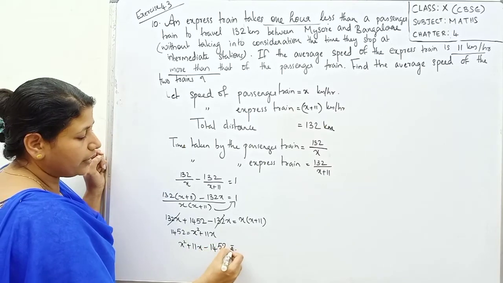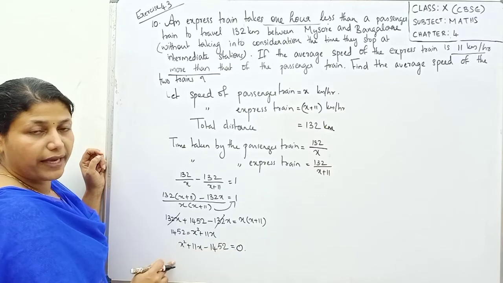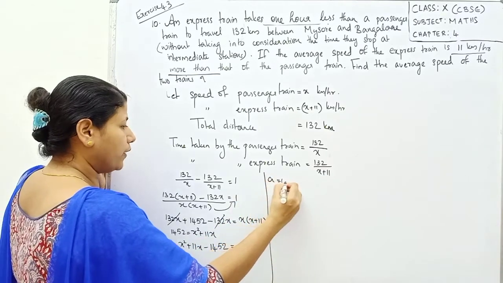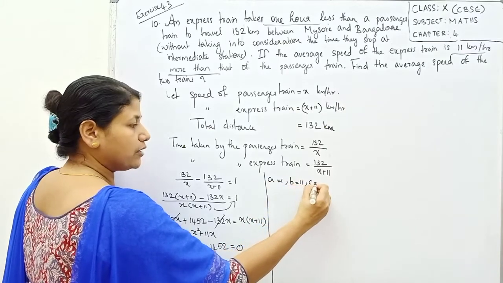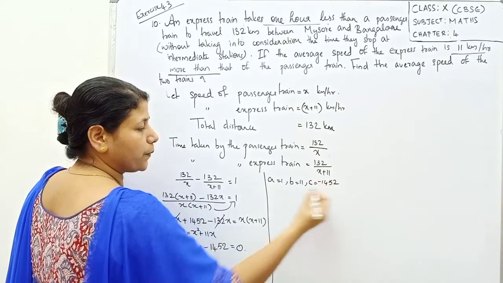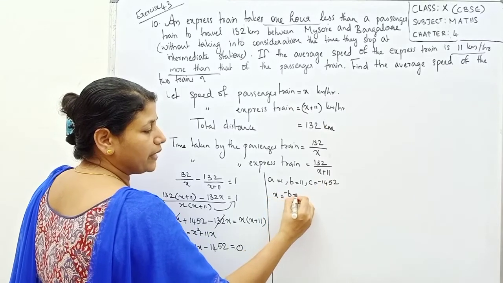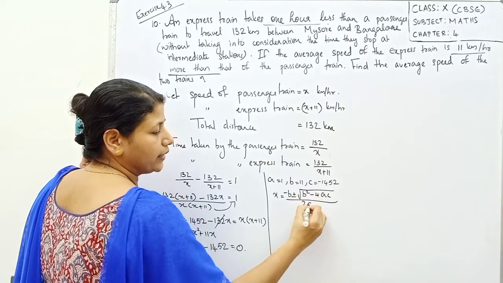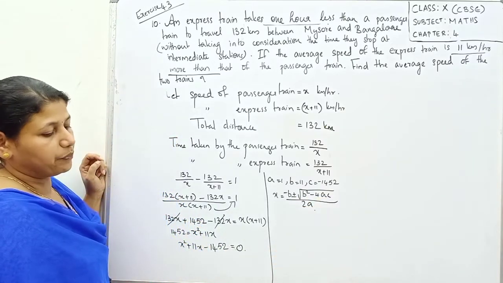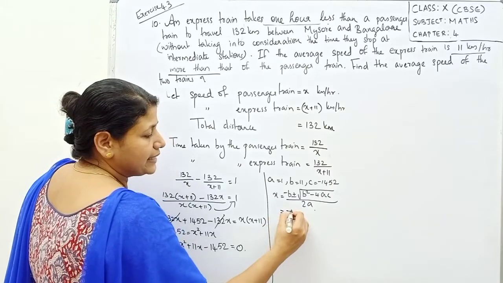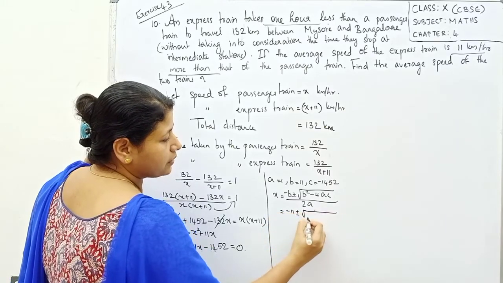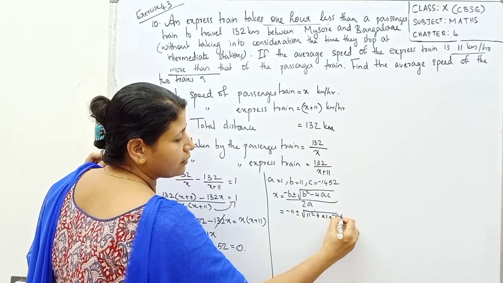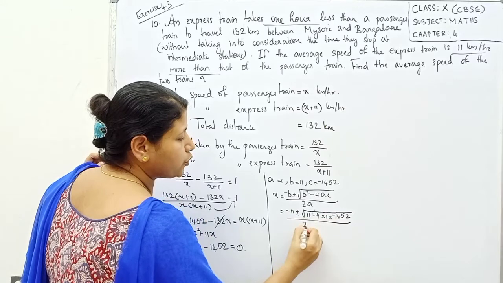This is of the form ax square plus bx plus c. We can use the quadratic formula where a equals 1, b equals 11 and c equals negative 1452. x equals negative b plus or minus root of b square minus 4ac, by 2a. This is the quadratic formula. Now substitute the values: negative 11 plus or minus root of 11 square minus 4 into 1 into negative 1452, by 2 into 1.